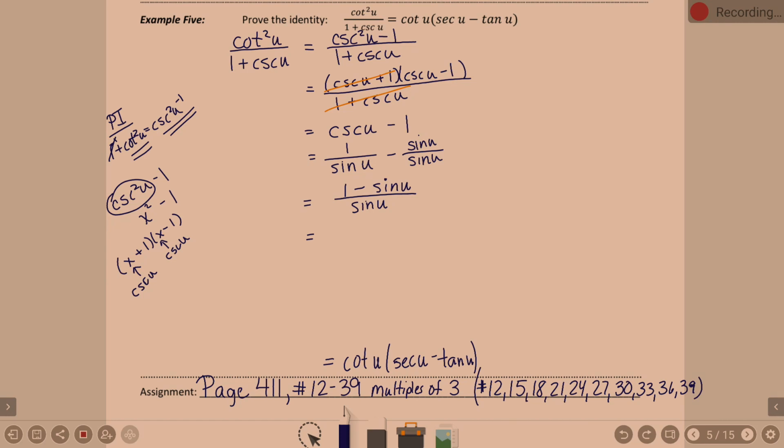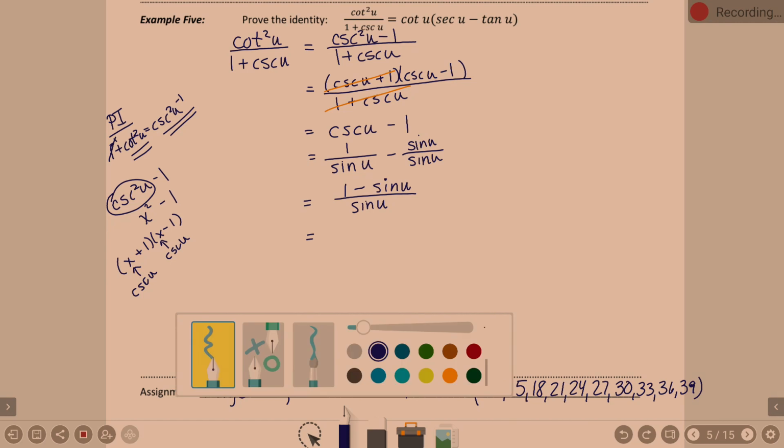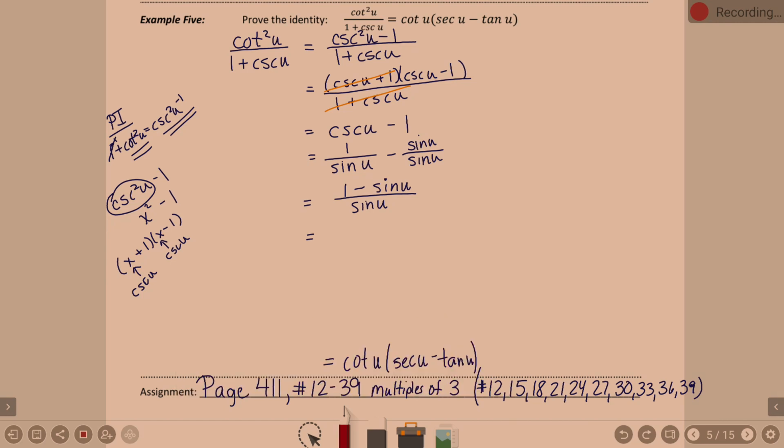Cosine over sine. It's cosine over sine, yes? In this problem, I have a sine in the denominator, yes? But what I don't have is a cosine in the numerator. Okay? So my suggestion is that we multiply the cosine in.